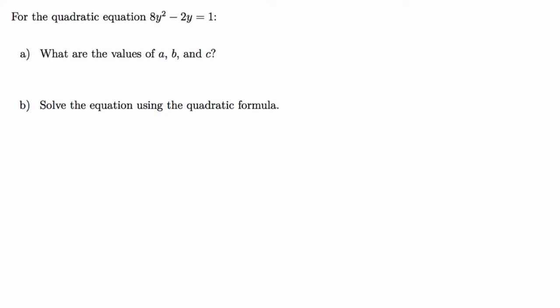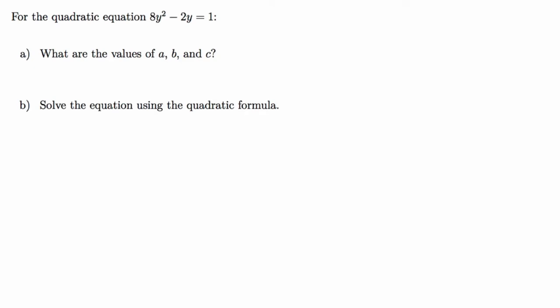In this video, we will use the equation 8y squared minus 2y equals 1, and we will want to solve it. We will solve it ultimately using the quadratic formula in part B. But before we can do that, we need to answer part A. So in part A, we are asked what are the values of A, B, and C?